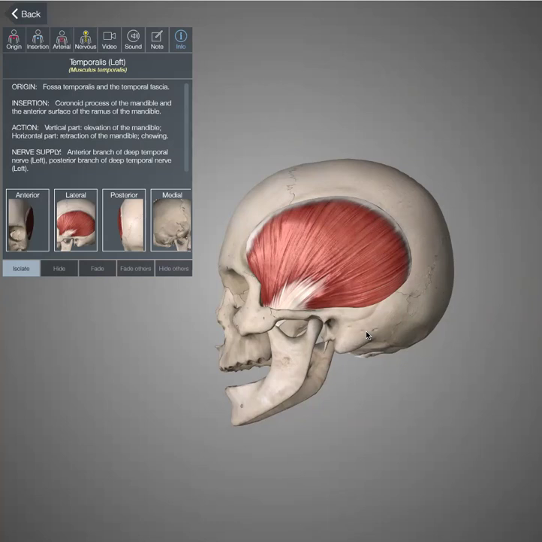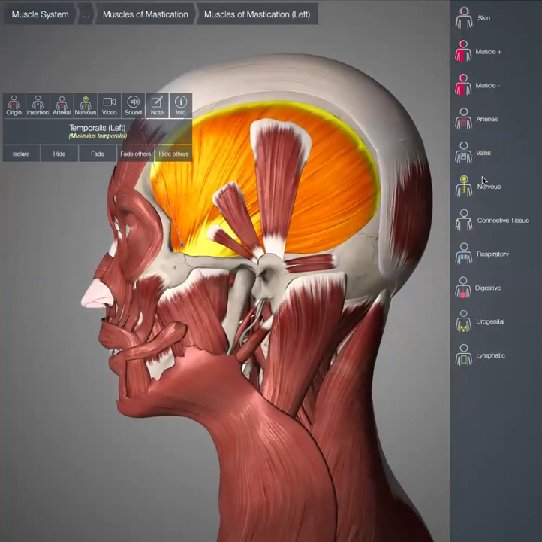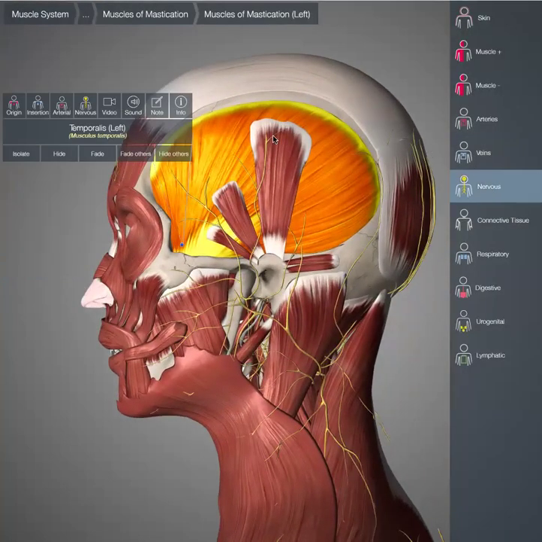Nerve supply: mandibular nerve on all, as we said. But here, this can be the temporal nerve too from the facial, right? Where does the temporal nerve arise from? It's good revision for us. From the facial nerve? No, trigeminal.